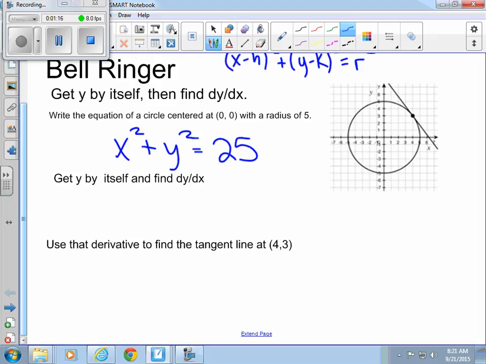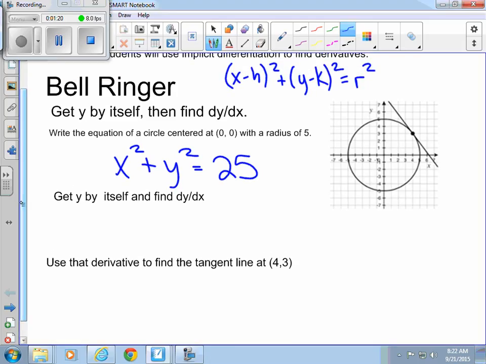So you did the equation at the very top. So you just plug in values for H and K. I plugged in 0 for H and K because the center was at 0, 0. And I plugged in 5 for R for the radius.